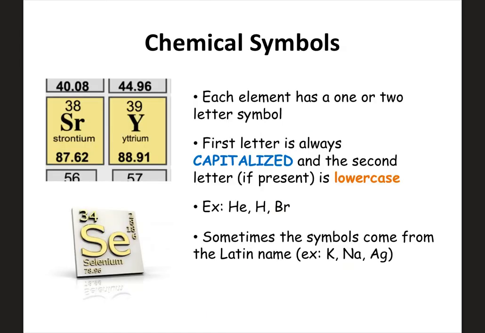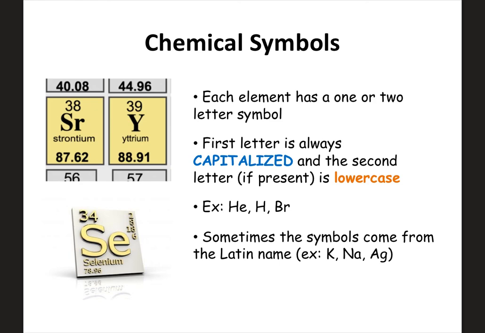The last thing I want to talk about in this video are chemical symbols. So every element has a 1 or 2 letter symbol. So if you look on the periodic table, every element has a 1 or 2 letter symbol. The first letter is always capitalized, and if the second letter is there, it's going to be lowercase. You have to get used to writing it that way. Someone like myself who writes in all capitals, I have to be very careful when I'm doing element symbols because the second letter, if it's there, is always lowercase.